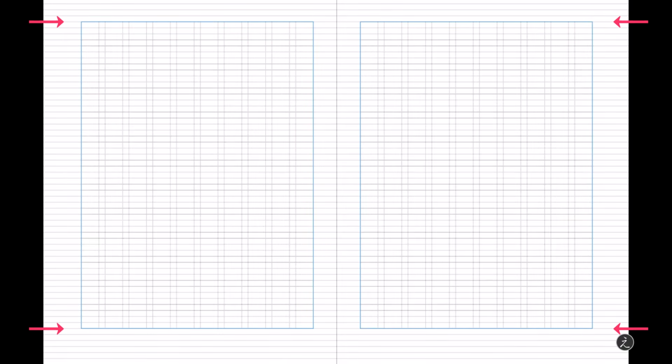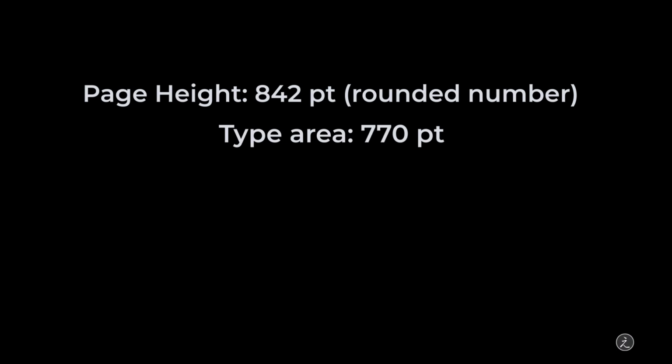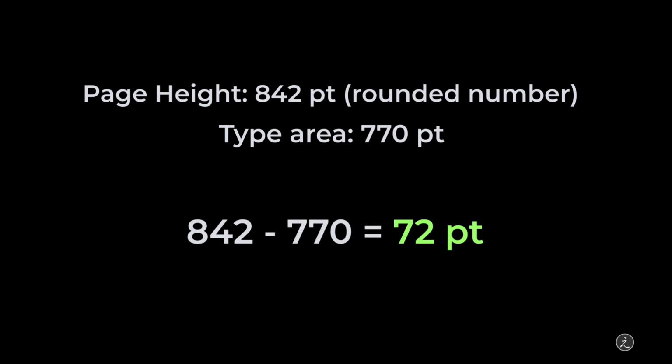To determine the amount of space for the top and bottom margins, I'll take the page height of 842 points and subtract the 770 points. That gives us 72 points for the top and bottom margins combined.